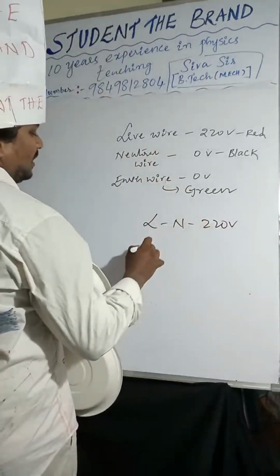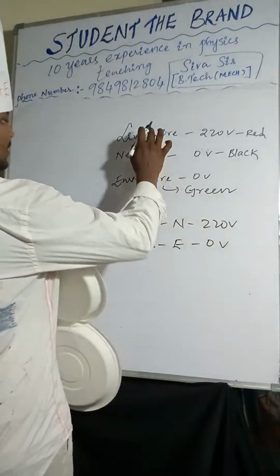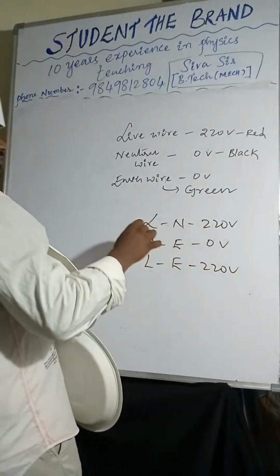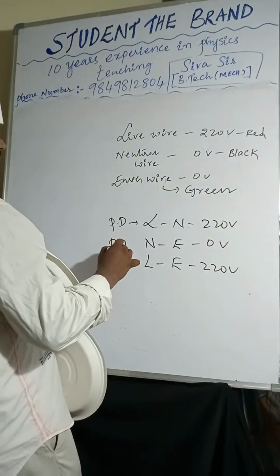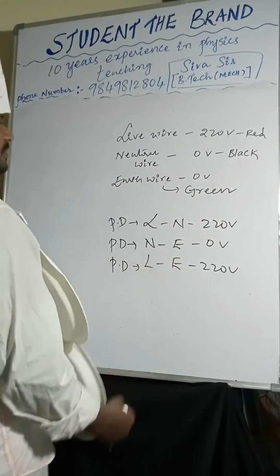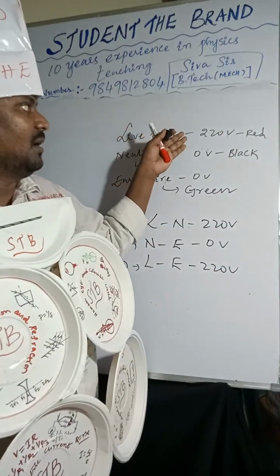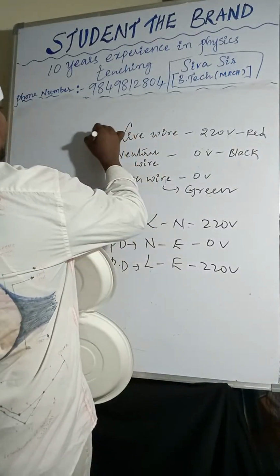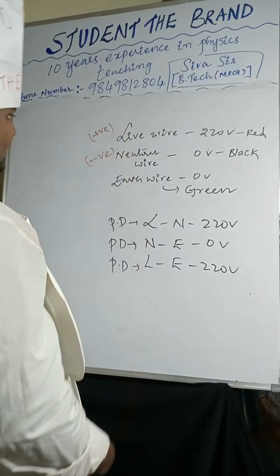The potential difference between neutral and earth wire is 0 volts. The potential difference between live wire and earth wire is 220. The potential difference between live wire and neutral wire is 220, between neutral wire and earth wire is 0, and between live wire and earth wire is 220. Very, very important. Live wire is the positive terminal, neutral is the negative terminal, and this is the earth.